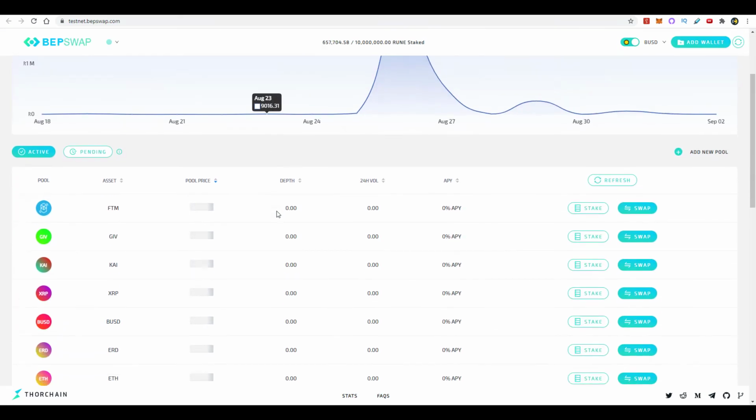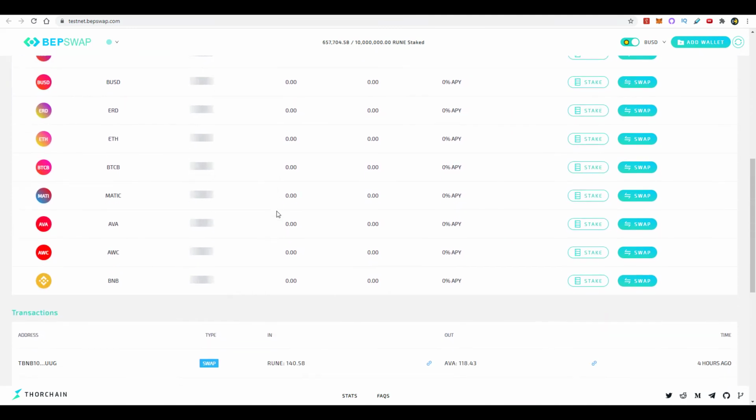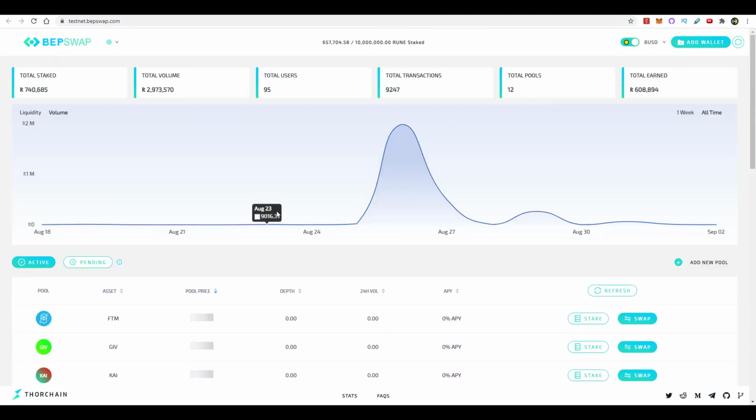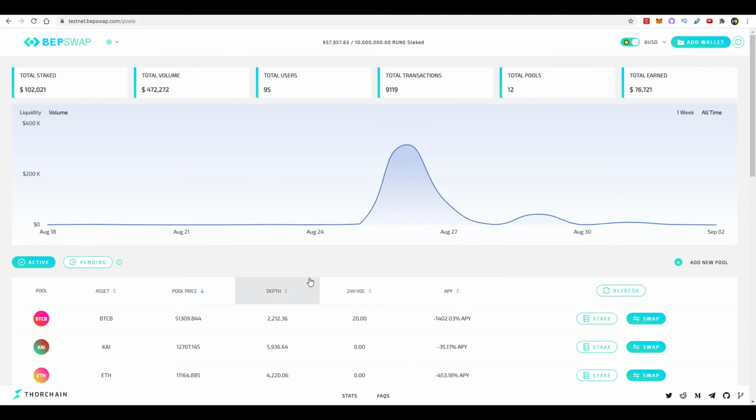Right now, they're only going to be supporting Binance Chain coins. And the way it works is that they're going to be adding one new coin per day. Anybody can add a pool, but only the pool with the largest amount of liquidity is going to go live. And right now, because they're doing a lot of testing, you may not be able to access your wallet.